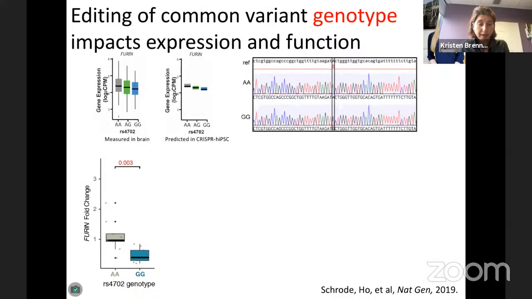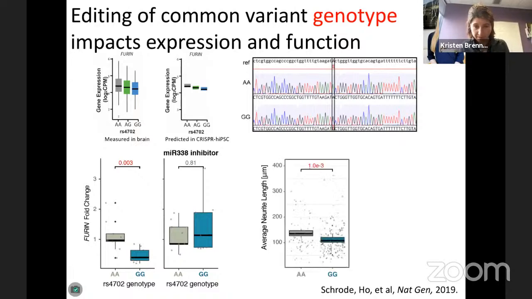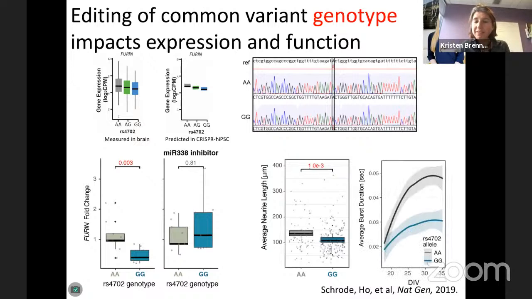allelic conversion from AA to GG significantly reduced furin expression in glutamatergic neurons. And as I mentioned, this is a 3' UTR SNP that's found in the binding site of a microRNA, miR-338. And inhibiting this microRNA actually obliterated the effect. And so it was a microRNA-dependent allelic conversion regulating the expression of the gene. GG neurons have reduced neurite length, and they have different firing patterns than AA neurons.